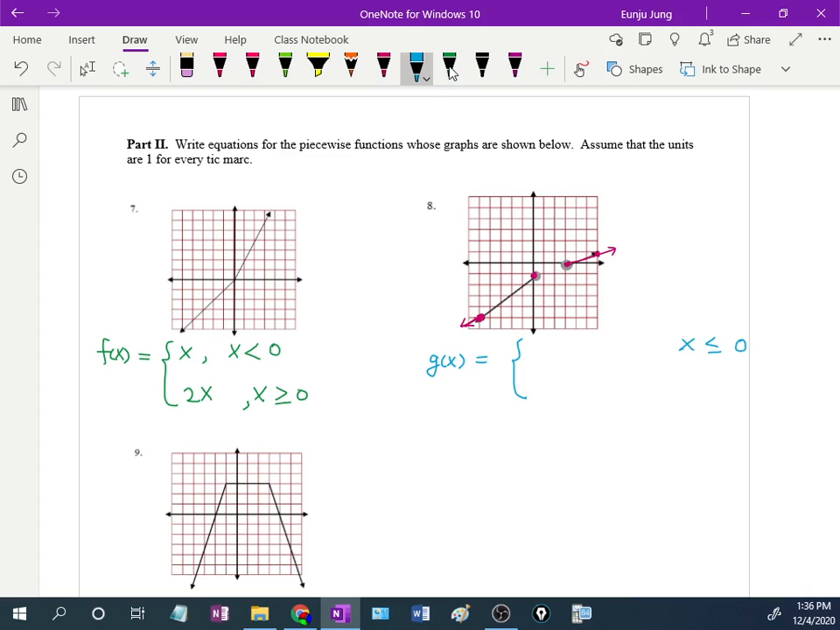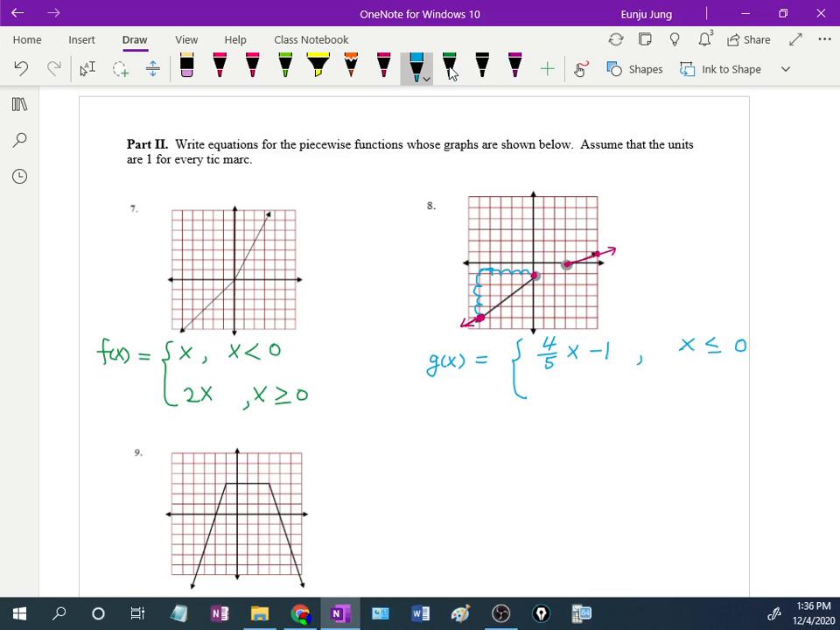What's the slope of the line? Rise, 4 up, 1, 2, 3, 4, 5 to the right. So let's say 4/5 as a slope. And what is y-intercept? -1. So this is an equation of the line for the left part.